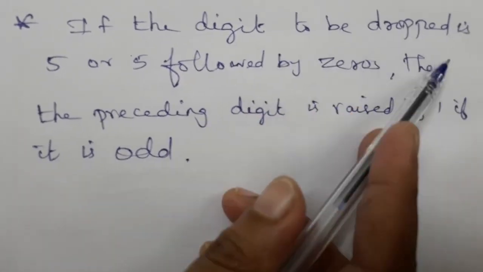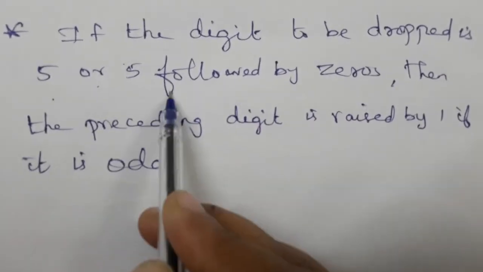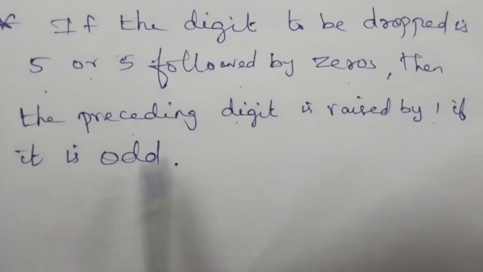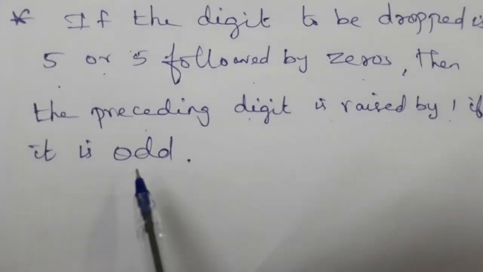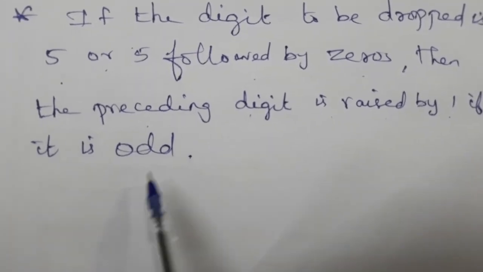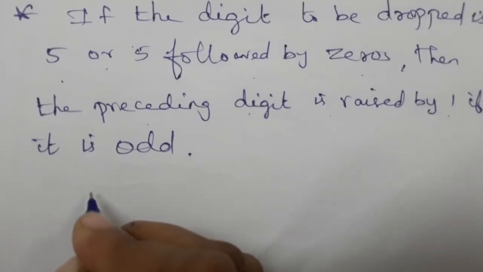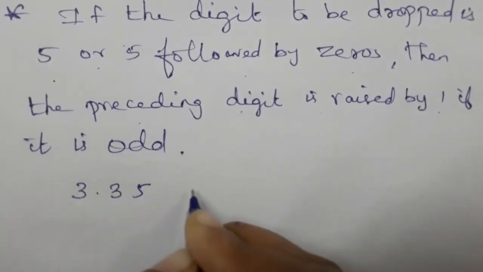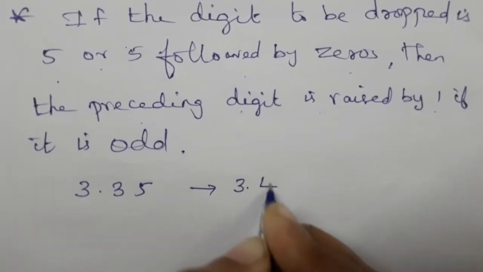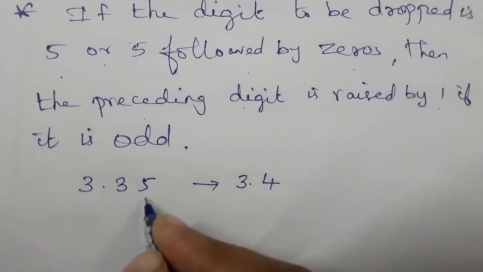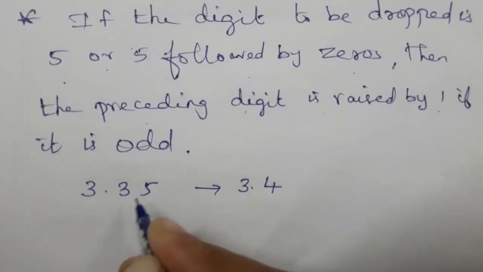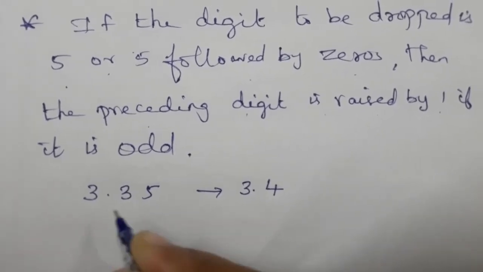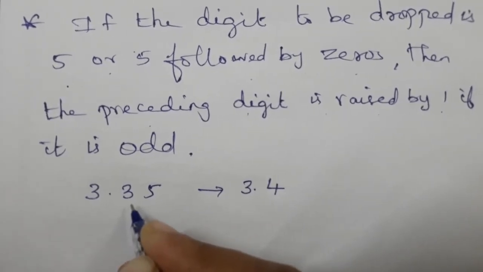If the digit to be dropped is 5 or 5 followed by zeros, then the preceding digit is raised by 1 if it is odd. If the preceding digit is odd, we can increase the number by 1. For example, 3.35 is rounded off to 3.4. The digit to be dropped is 5. The preceding digit is raised by 1 because it is odd. If it is even, it should not rise. If it is odd, you have to add 1.